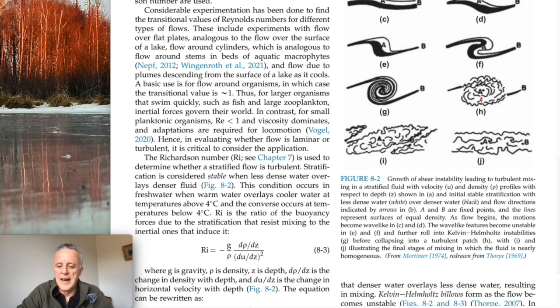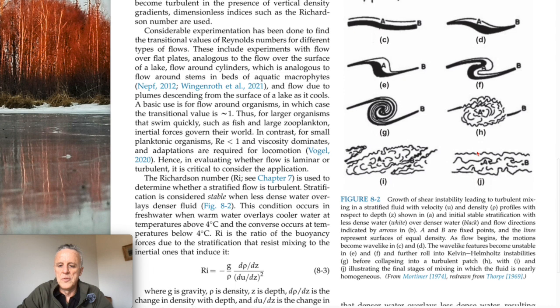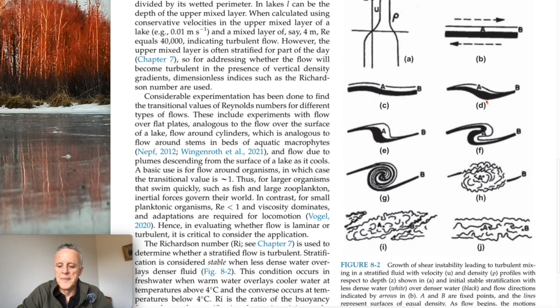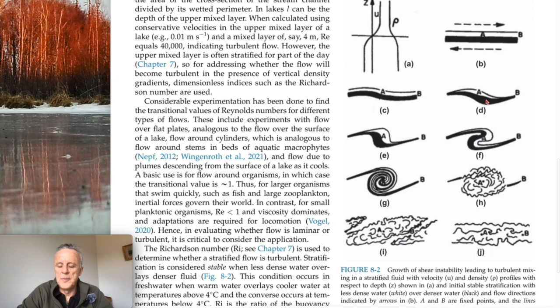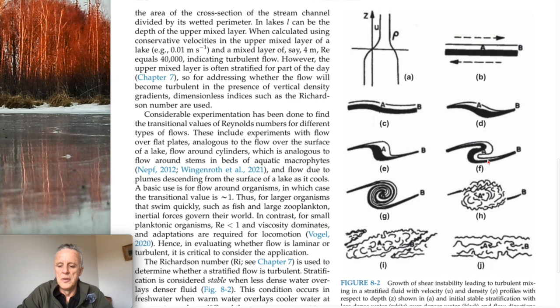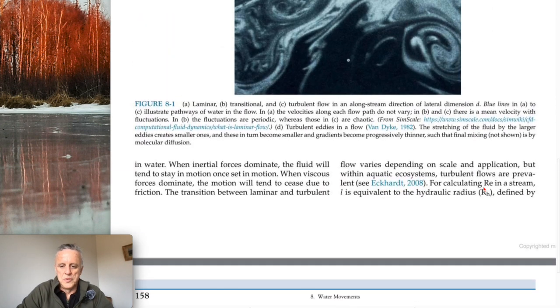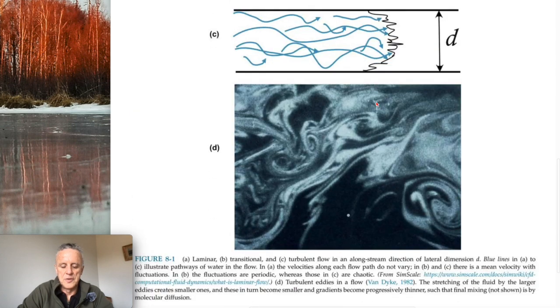With I and J illustrating the final stages of mixing in which the fluid is nearly homogeneous. So here we have nearly homogeneous fluid, and this is the fate of the points A and B, which we find right here in a laminar type of flow. So this pretty much is an evolution from laminar flow to turbulent flow through this phase, which we call the transitional phase.